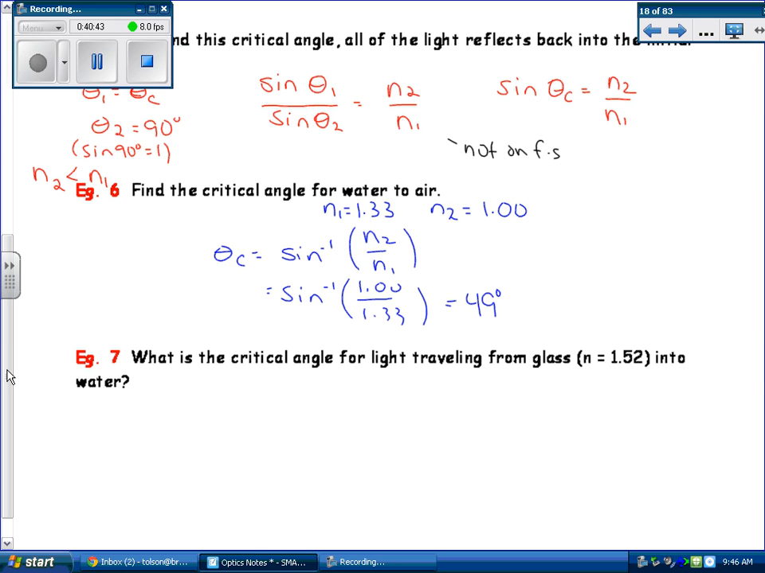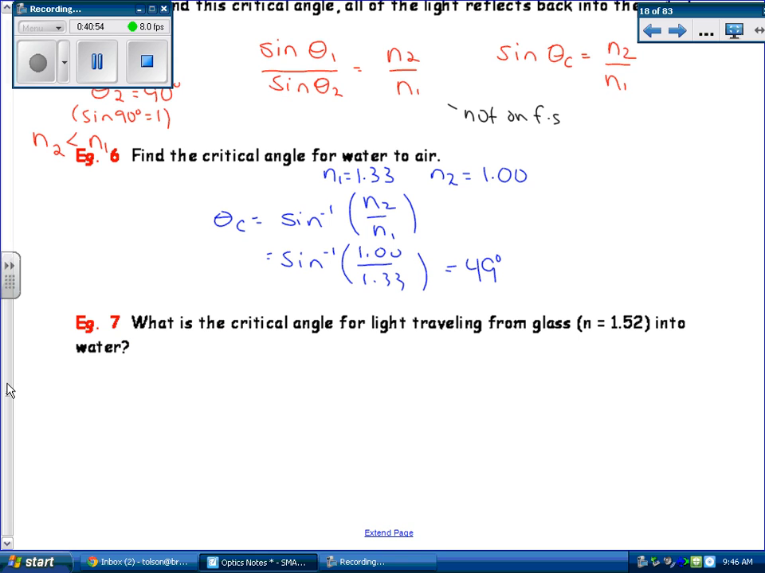Okay, so you guys try example 7 there. I'll tell you what angle you should get, but it's exactly the same setup as example 6. Just make sure the smaller number is on top, and the bigger number on the bottom. You're aiming for a critical angle equal to 61 degrees.